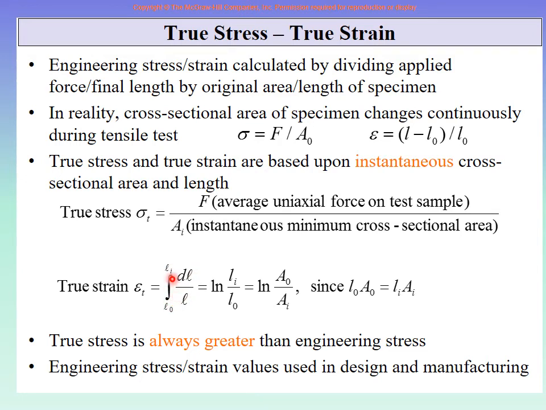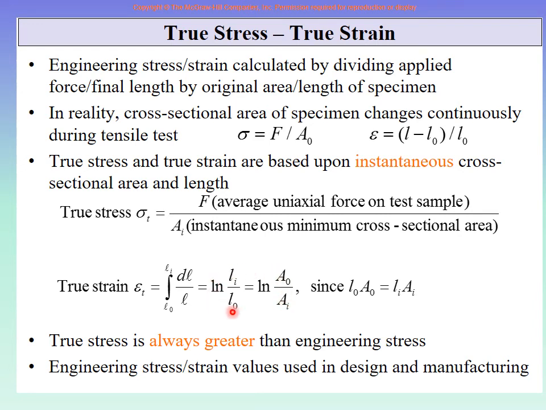And then you will put the value of Li upon L naught, right? Do you understand? 1 upon x dx is ln of x. So 1 upon L dL is ln. Now in the ln, you first put the value Li and then put the value L naught. Therefore, the true strain is ln of Li upon L naught. We are also saying that this is equal to ln of A naught upon Ai.